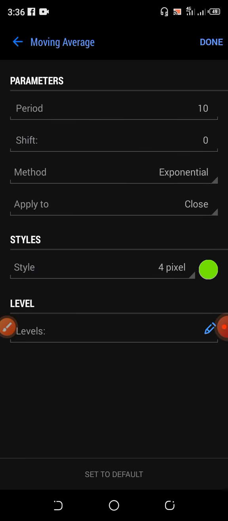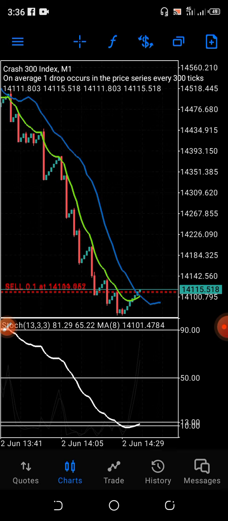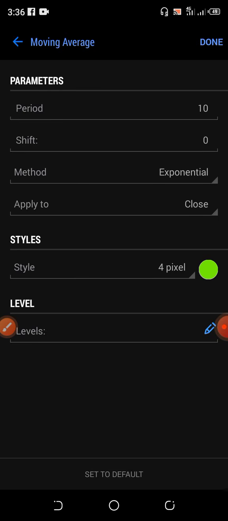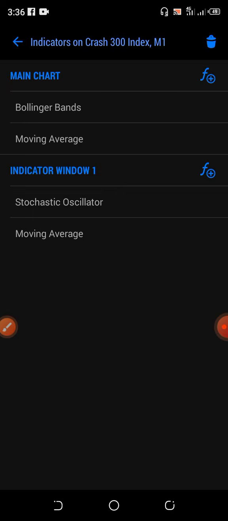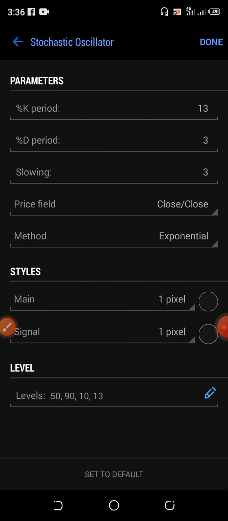This is the moving average. Do you see that? What I'm using is not two moving averages. I'm using just one moving average, but they have the same period, 10 and 10. You see that? So I'm showing the moving average again, 10 exponential, 10 exponential. All right. The indicator window has one stochastic oscillator, 13, 3, 3. I love this stochastic oscillator. It's very, very interesting.